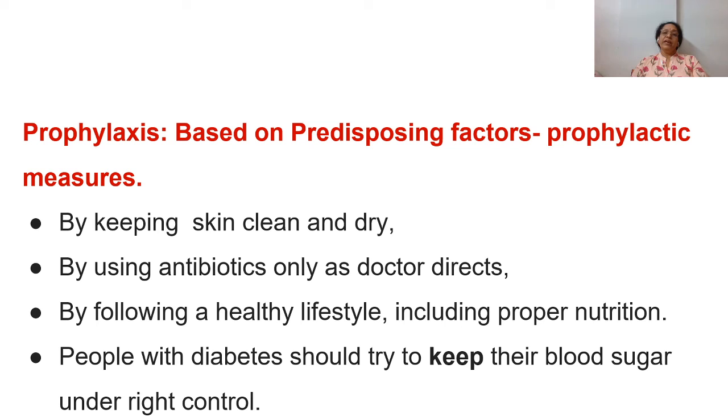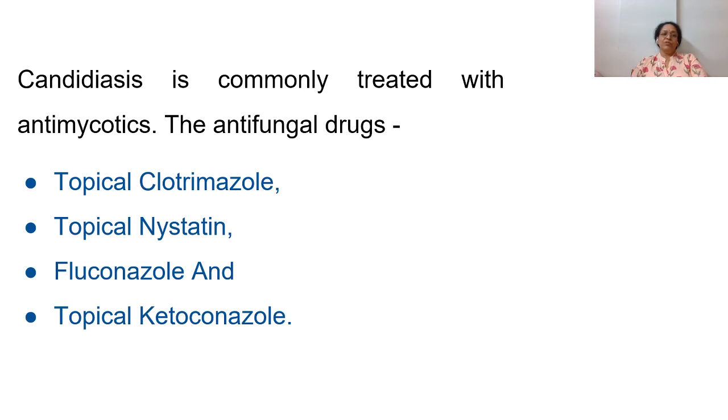Following a healthy lifestyle, including proper nutrition, is also included in preventive measures, as a good immune condition does not allow proliferation of these organisms in the body. People with diabetes should keep their blood sugar under control. Various hygienic practices also help in preventing this disease.